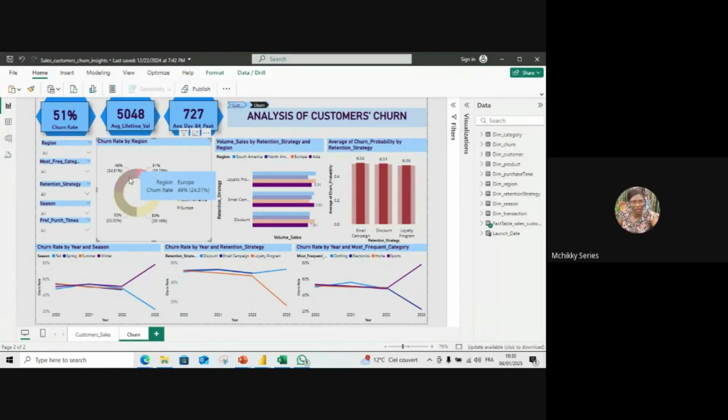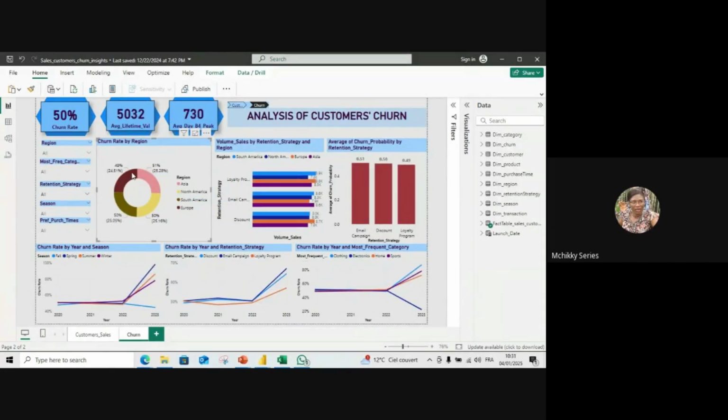Then from Europe, you have like 49%, which is slightly less than 51%. And for South America and North America, you have a 50-50. 50% when you have 1,000 clients means the probability that 500 of the clients will leave. To me, it's a whole lot. That means you have only like 500 people patronizing you. It's not a good return on investment.